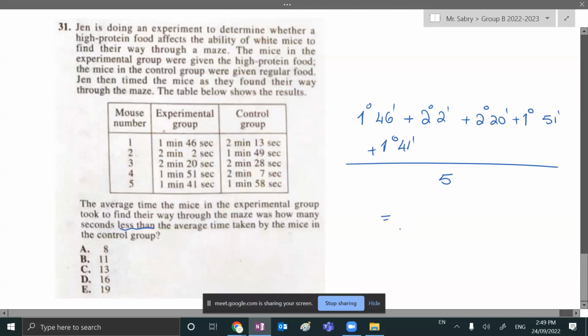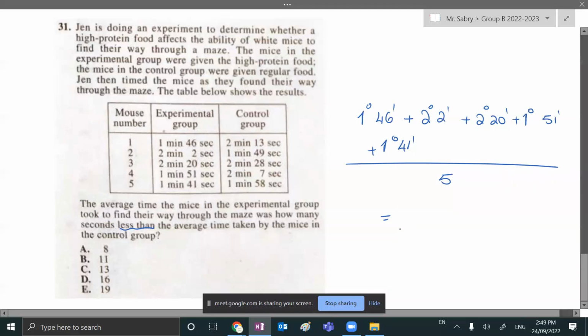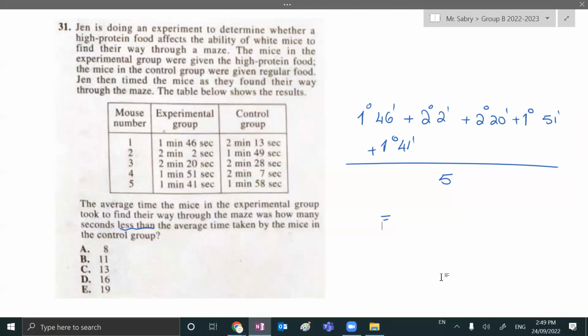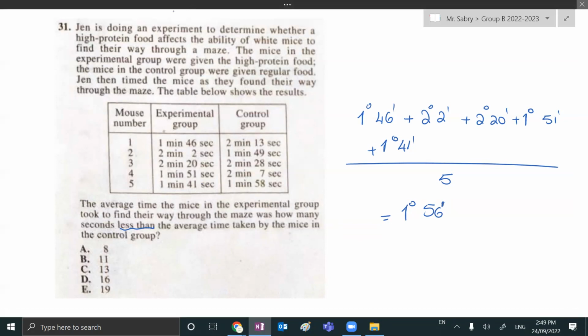Just get this average and get that average and subtract them from each other. So I'll do that with you now. It's 1 and 56. This is the average. So this is of the experimental group. I just need to do the same for the control group now.